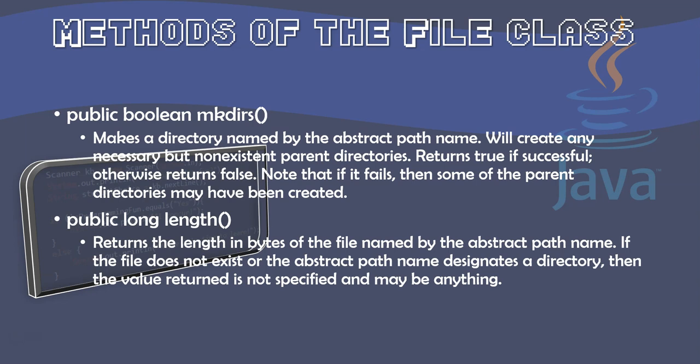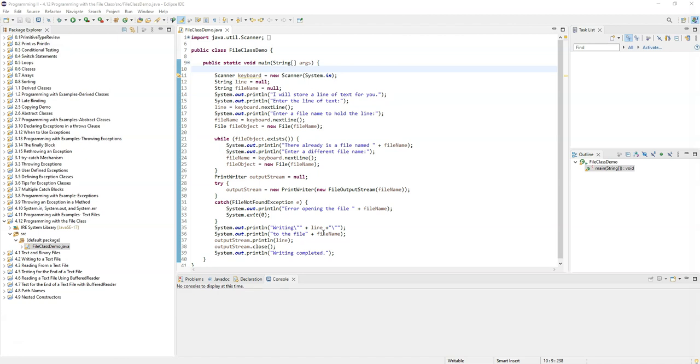We have public long length, which of course returns the length in bytes of the file named by that path name. Remember, sometimes we need to know how long a path name is, because certain operating systems only allow a certain number of characters in a path name, and if it exceeds that, we're going to have potential issues. All right, and so if we look at Eclipse, I have a quick demo of the File class here.